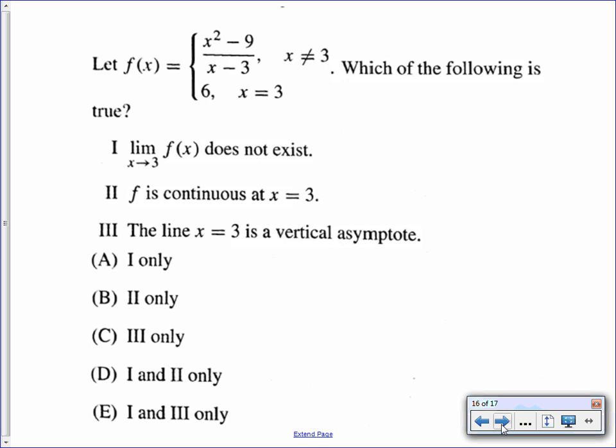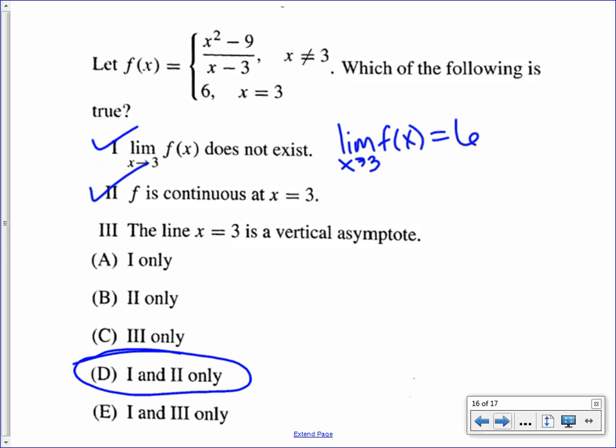Does the limit exist? Yes. What is the limit as x approaches 3? Is f continuous? Yes, we just figured out our limit is 6, and our function value is 6. So yep, we are continuous. Is x equals 3 a vertical asymptote? No, because it is a hole. So your answer should be D.